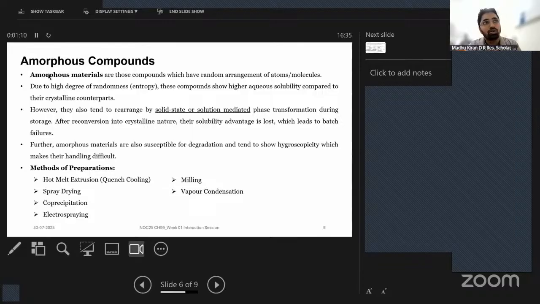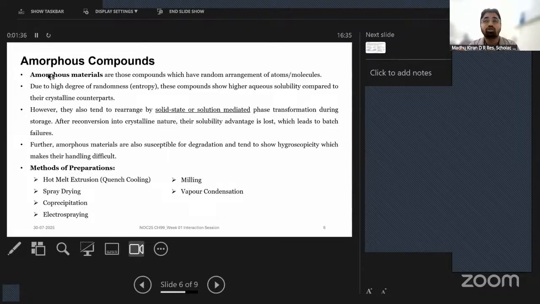In due course, maybe after 6 months, it turned into a crystalline compound. Now, as we know, the crystalline compound has low solubility. At the time of the batch release, the solubility was very good, and after 6 months, the solubility reduced. This is not acceptable by the regulatory standards. That means the batch is failing. It is failing the stability test. So that's one of the disadvantages of amorphous material.